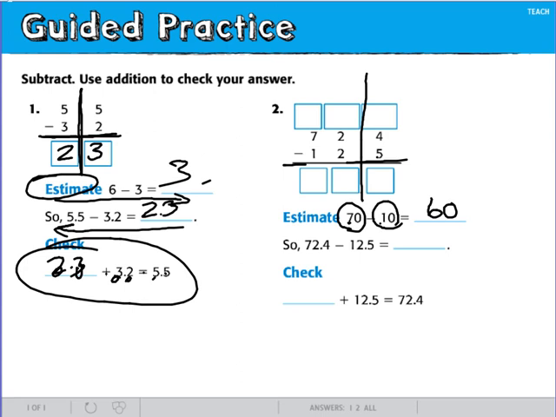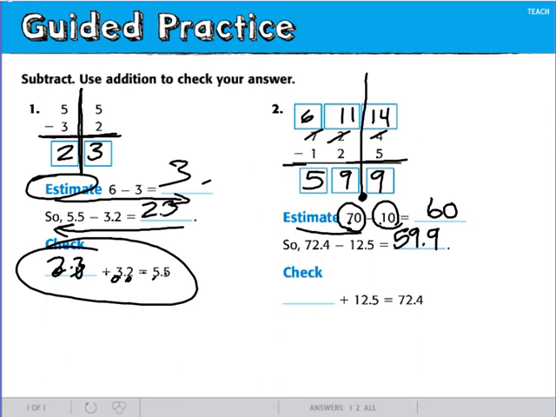There we go. All right, 4 subtract 5. Can't do it. So we have to regroup. 14 subtract 5 is 9. 1 subtract 2, can't do it. Regroup again. 11 subtract 2 is 9. 6 subtract 1 is 5. 59 and 9/10.